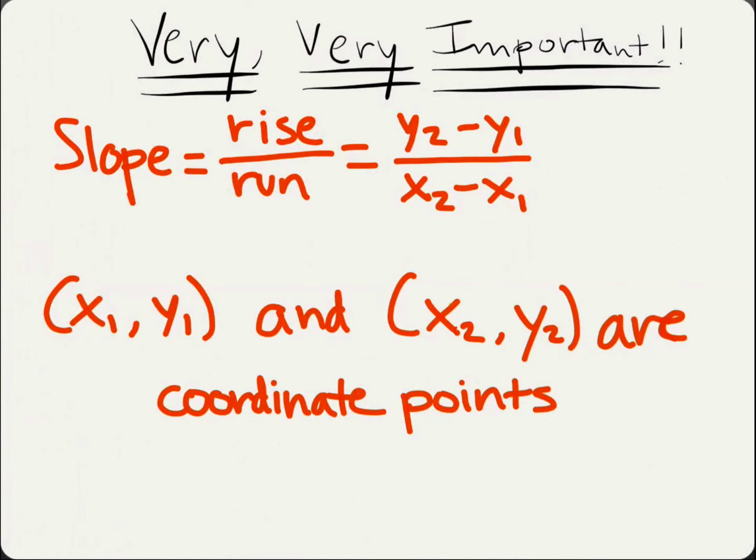Hopefully it does. And here's a very, very important fact. Remember how I said that the slope, the m of the slope-intercept form, is equal to the rise over the run? Well, this is what it actually means. When you have a graph and there are two different coordinate points on it, you can find the slope of that graphed linear equation. If we have x1, y1 and x2, y2 as coordinate points, then y2 minus y1 over x2 minus x1 will give us the slope of the graph.